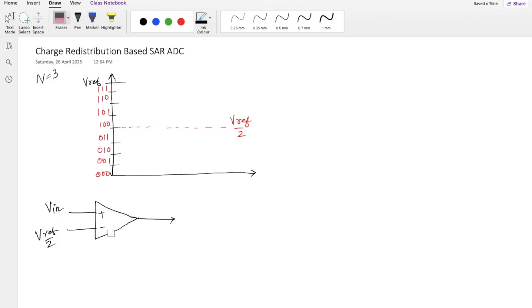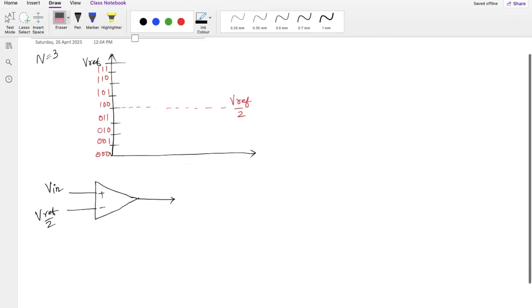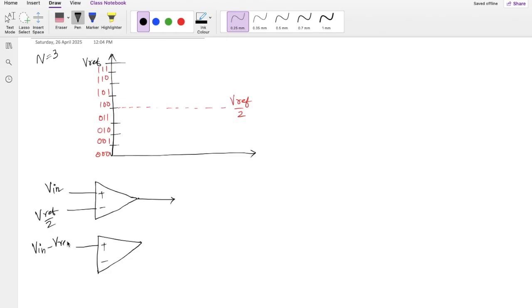Okay, the same representation I can do in a little different way. Instead of using the comparator like this, especially in the charge redistribution based architecture, instead of comparing Vin with respect to VREF by 2, we are going to compare Vin minus VREF by 2 with respect to 0. So this is the same thing, right? Whether I am comparing Vin with VREF by 2, or the difference between Vin and VREF by 2 with 0.